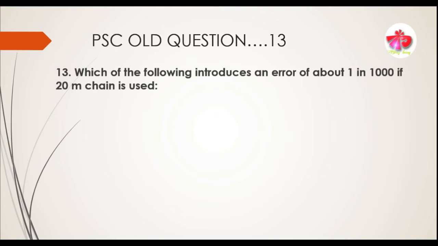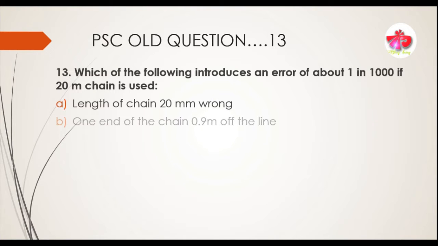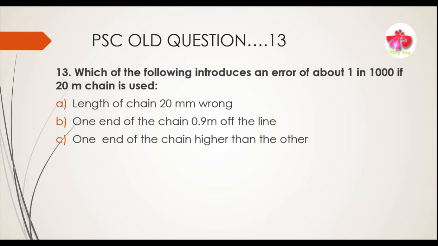Which of the following introduces an error of about 1 in 1000 if a 20 meter chain is used? Option A, length of chain 20 mm wrong. Option B, one end of the chain 0.9 meter off the line. Option C, one end of the chain higher than the other. Option D, all of them.